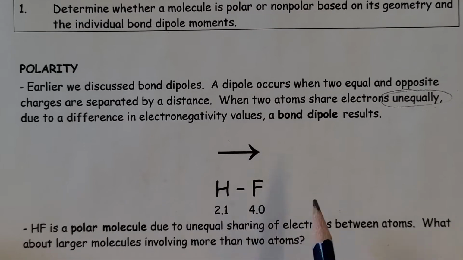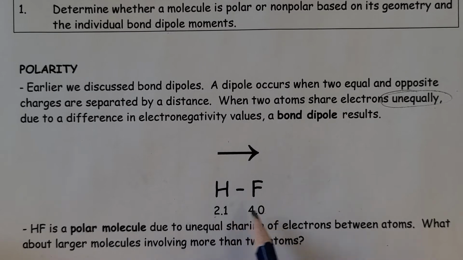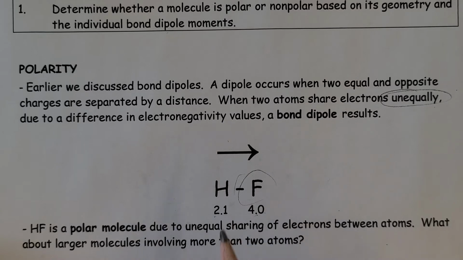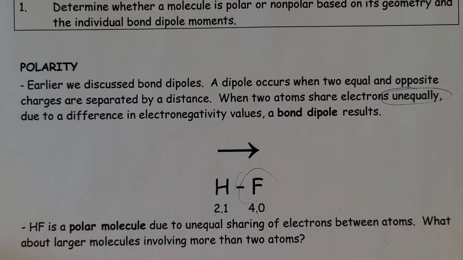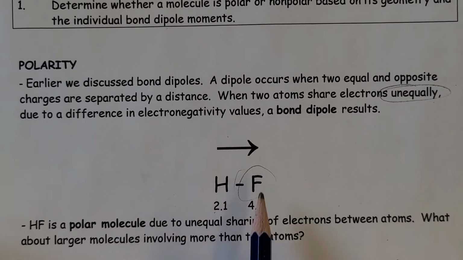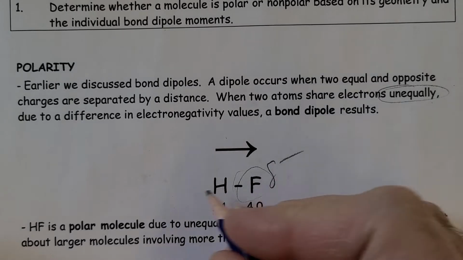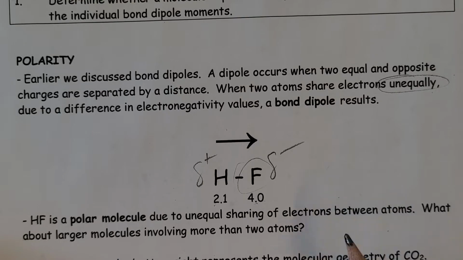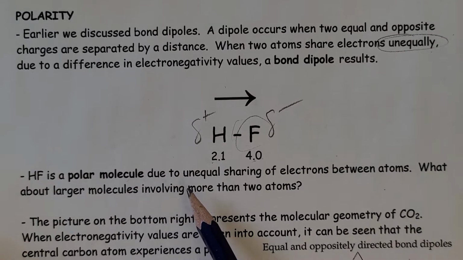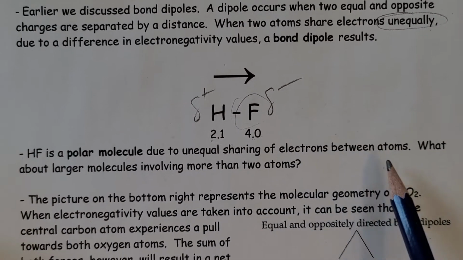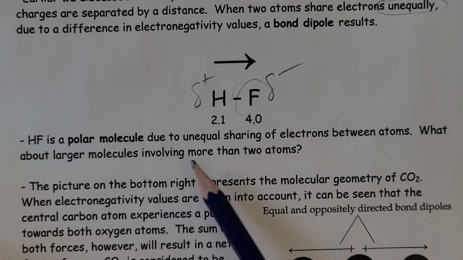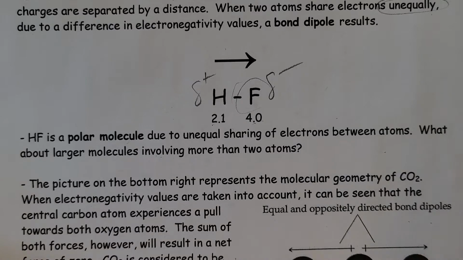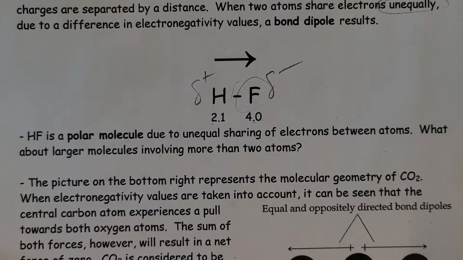So, for example, here we know that there's a fairly big difference between the electronegativities of these two. So F would hold those shared electrons more often than H would. So what happens is that we would get this side being slightly negative and this side slightly positive, which we discussed earlier. HF is a polar molecule due to unequal sharing of electrons between atoms. What about larger molecules? It's easy to see when you have two atoms, but what happens when you have a shape like a tetrahedral? So that's what we're going to look at over here.